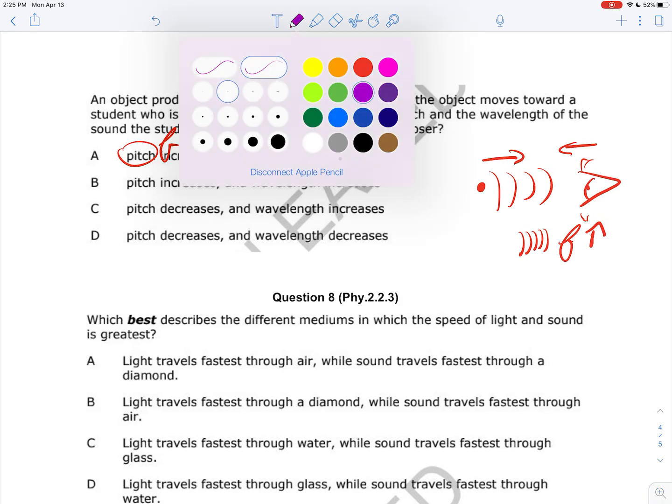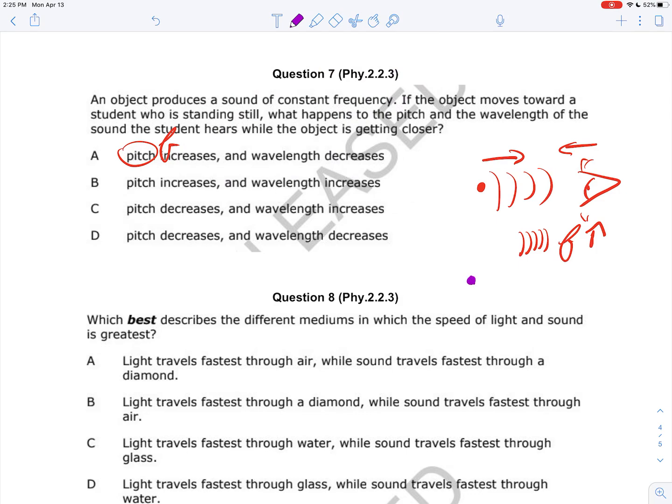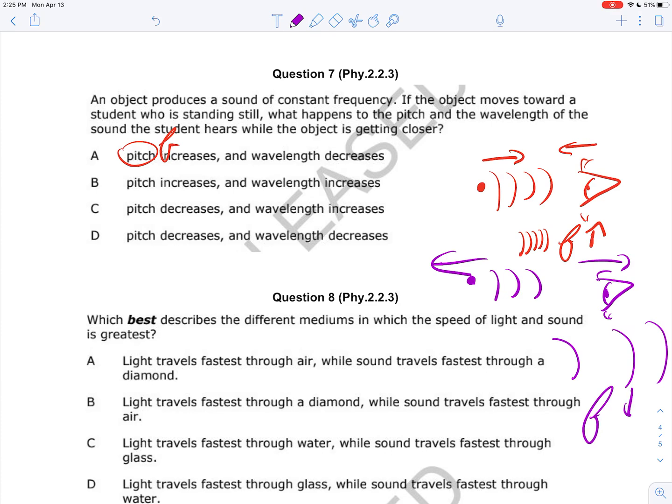However, if the object that's making the sound is moving away from the observer, or the observer is moving away from that object, what's going to happen is those sound waves are going to, I'll draw it here, they're going to spread out. And when they spread out, wavelength gets longer, but the frequency or the pitch goes down.